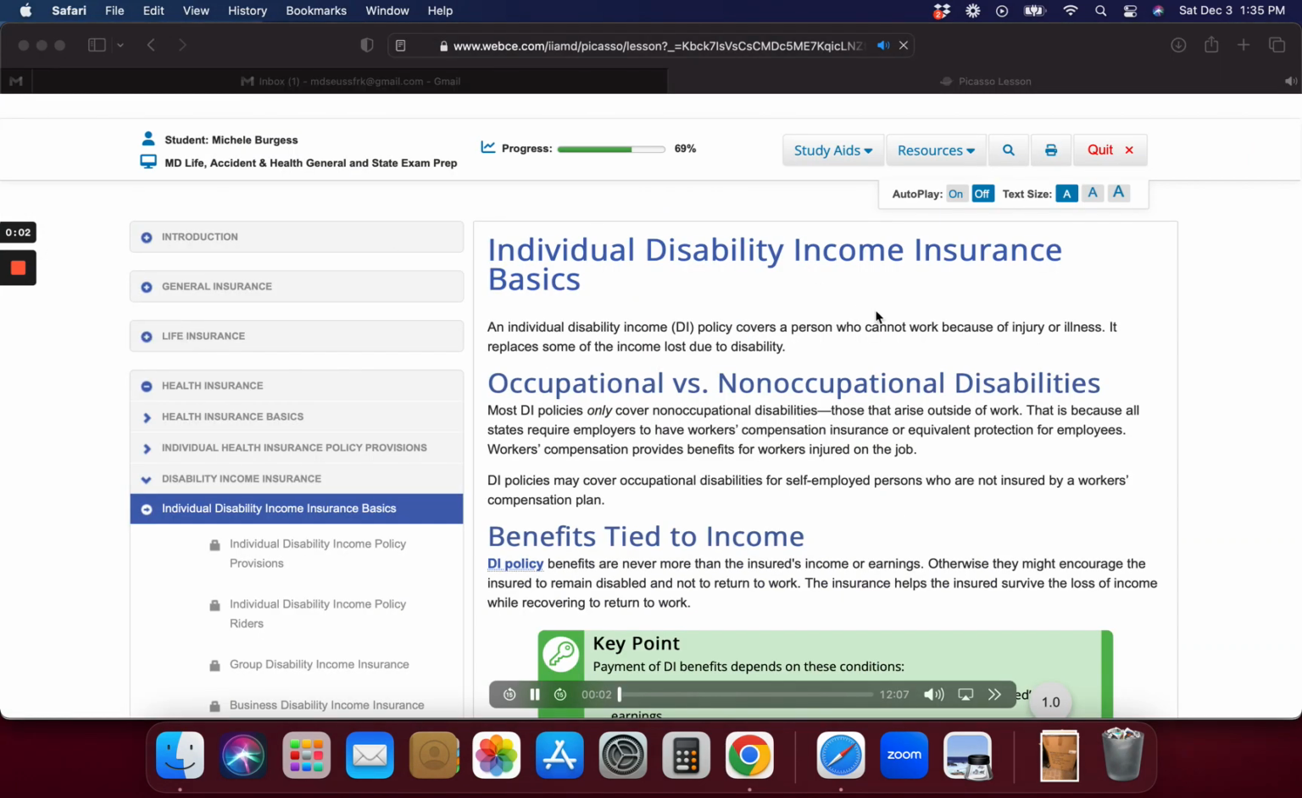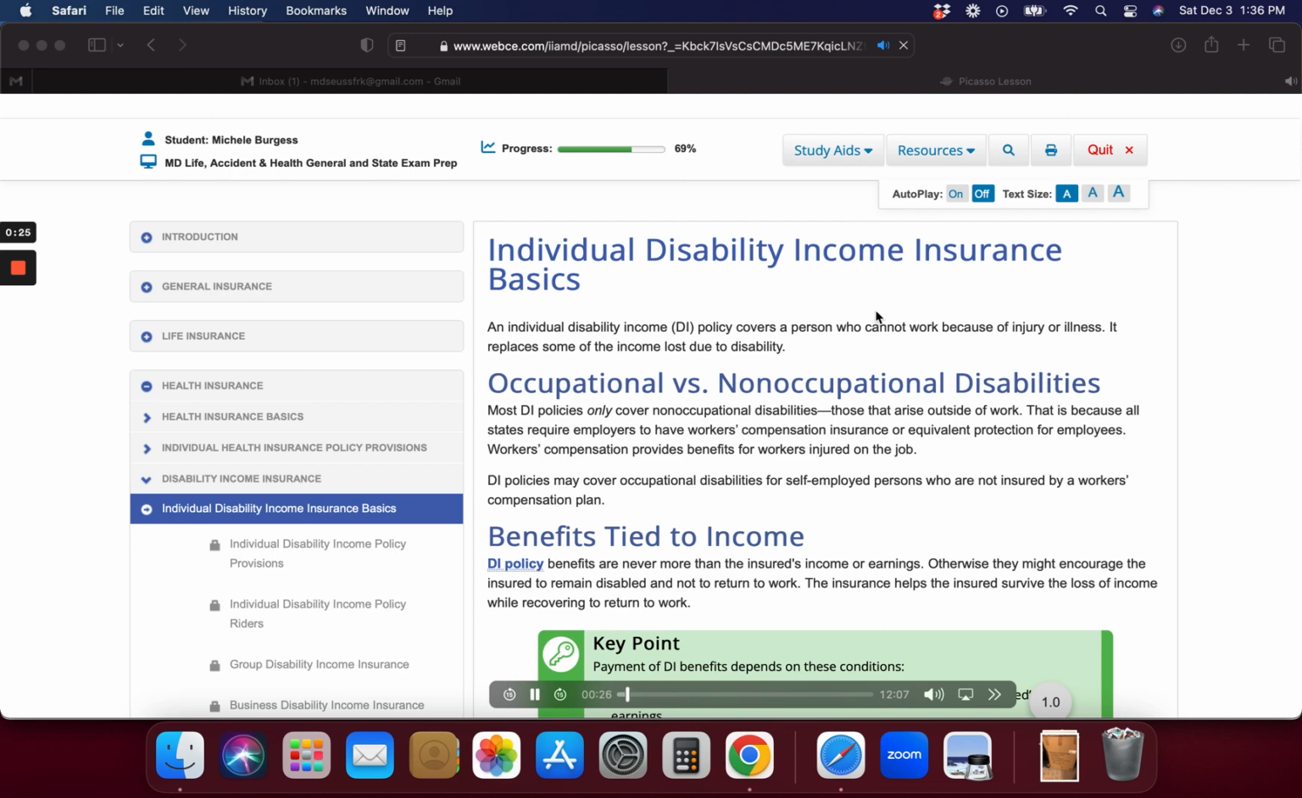Insurance Basics. An individual disability income (DI) policy covers a person who cannot work because of injury or illness. It replaces some of the income lost due to disability. Occupational versus non-occupational disabilities. Most DI policies only cover non-occupational disabilities, those that arise outside of work.